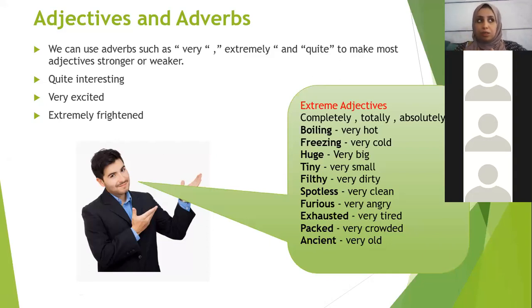Now we have in English something called extreme adjectives. These adjectives are strong. So for example, instead of saying I'm very tired, you can say I am exhausted, and so on for tiny, freezing, boiling, and so on.